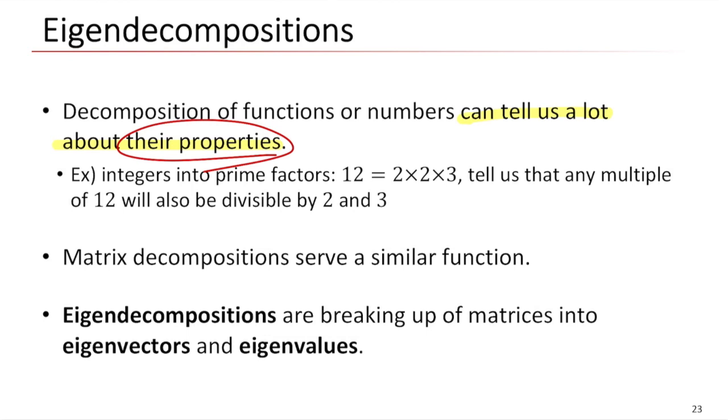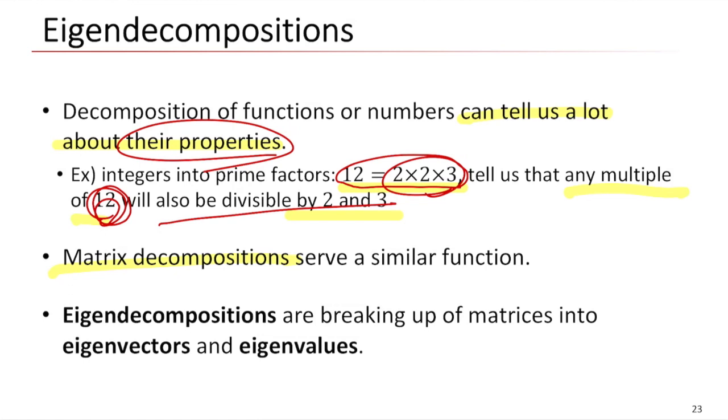Decomposing an integer into prime factors, like 12 equals 2 times 2 times 3, tells us that any multiple of 12 will be divisible by 2 or 3. So this integer decomposition can provide properties of these values. Matrix decomposition serves a similar function.